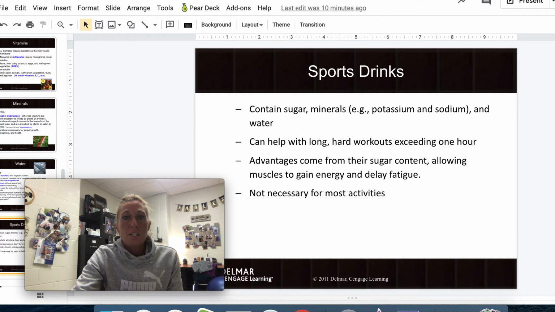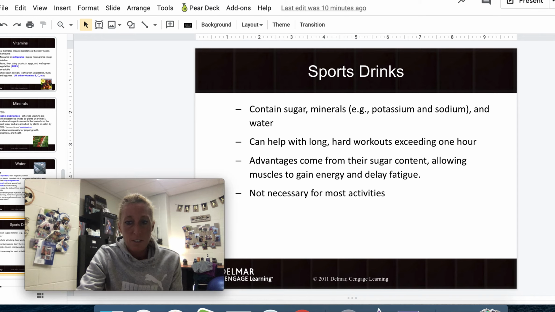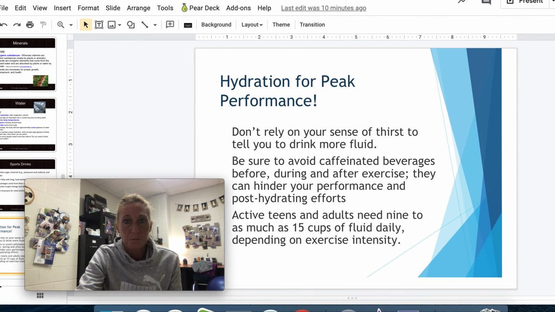Sports drinks. Sports drinks contain quite a bit of sugar. They do have some minerals like potassium and sodium that are helpful more so than water, but the amount of sugar in them is not something that we need on a regular basis. Sports drinks can help with long, hard workouts that exceed more than 1 hour. Advantages come from their sugar content, allowing the muscle to gain energy and to delay fatigue. They are not necessary for most activities or most of our athletes.